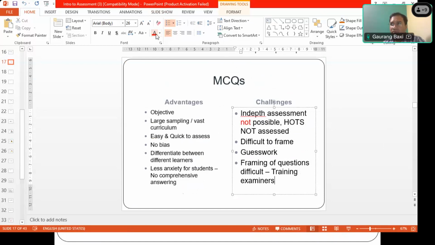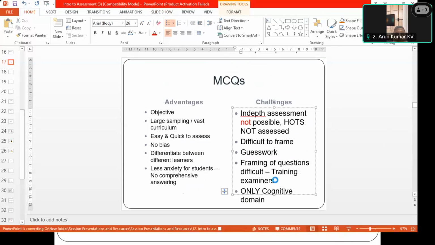Any other points for MCQs? Sir, we cannot assess the ability of expression, sir. Sorry? We do not comprehend the expression of the knowledge. It's a one word expression, two word. Okay, so that's what he said, in-depth assessment of knowledge also is not possible. And that too, it is still only an assessment of the cognitive domain. Whereas the other domains also, it is not possible to assess using MCQs. We cannot assess skills using MCQs. We cannot assess the affective domain using MCQs.